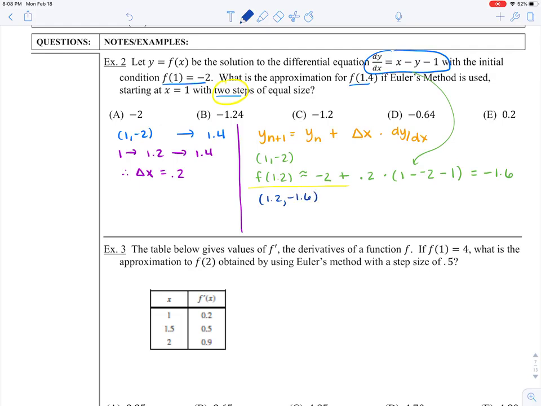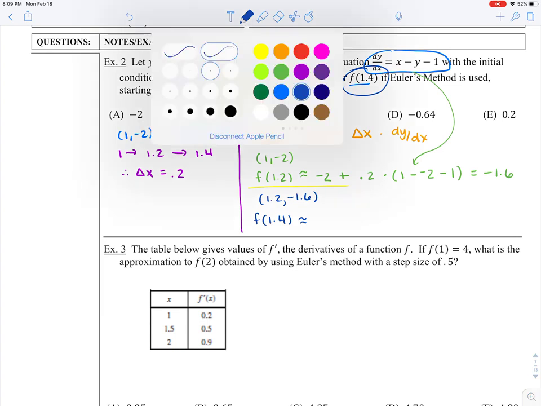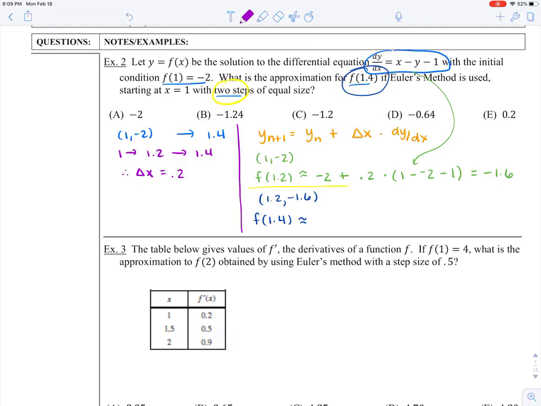Guys, the math on this isn't hard. It's remembering how to set up the problem and to structure it in a way that you don't get lost in your work. So now I want to find f of 1.4 because that's what the problem asked me to find, f of 1.4. So we're going to use this previous point, this previous x and y value to find my next point. So I'm going to take my previous y plus my delta x times the derivative using the previous point.